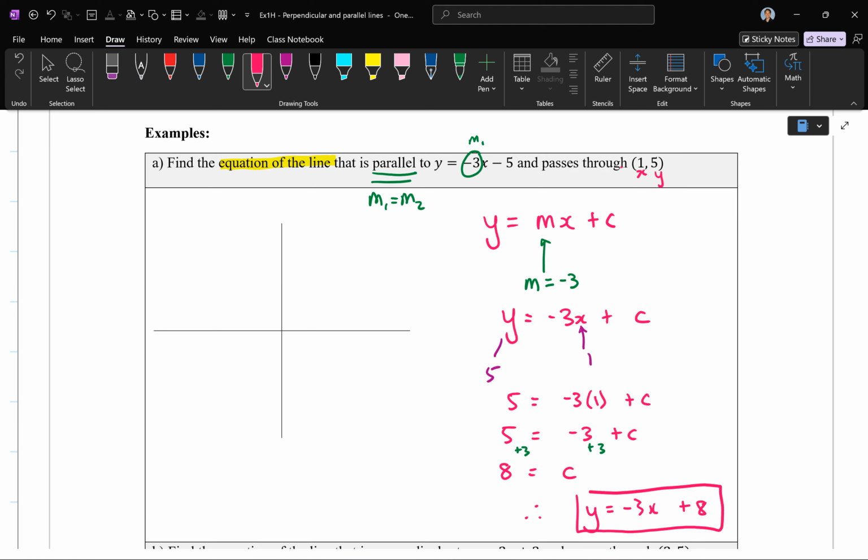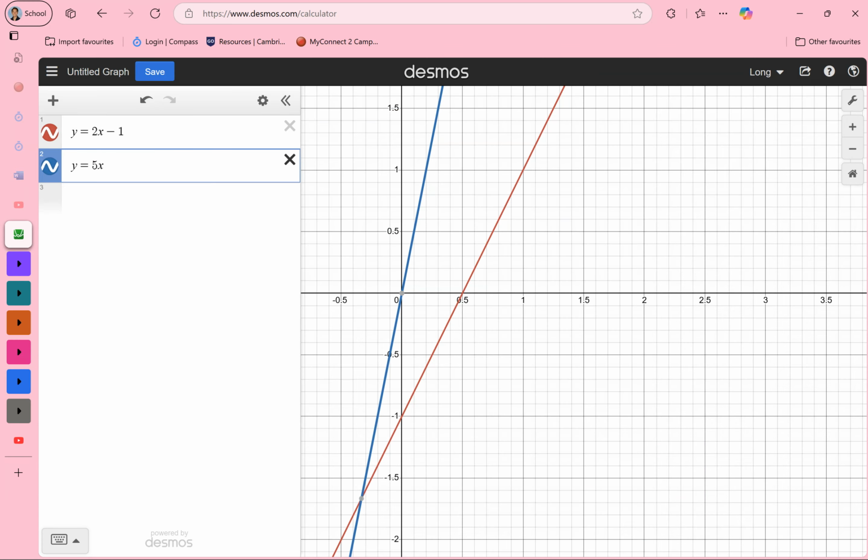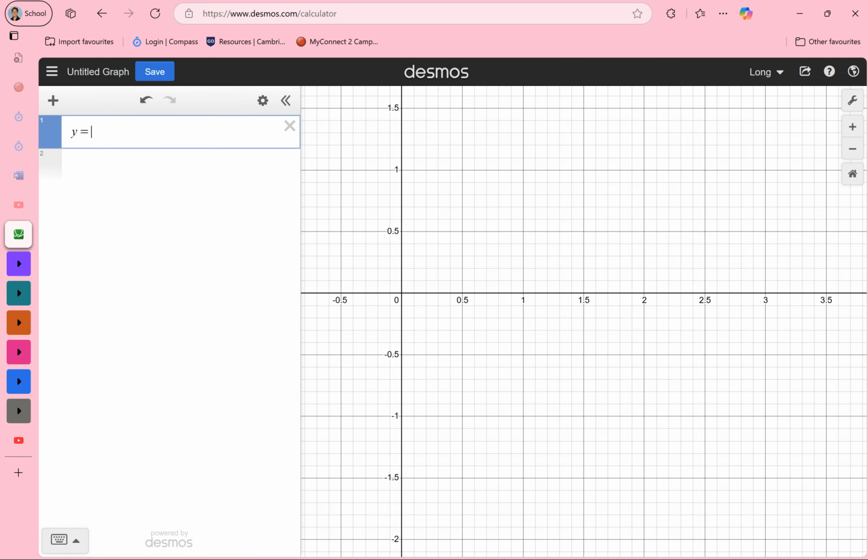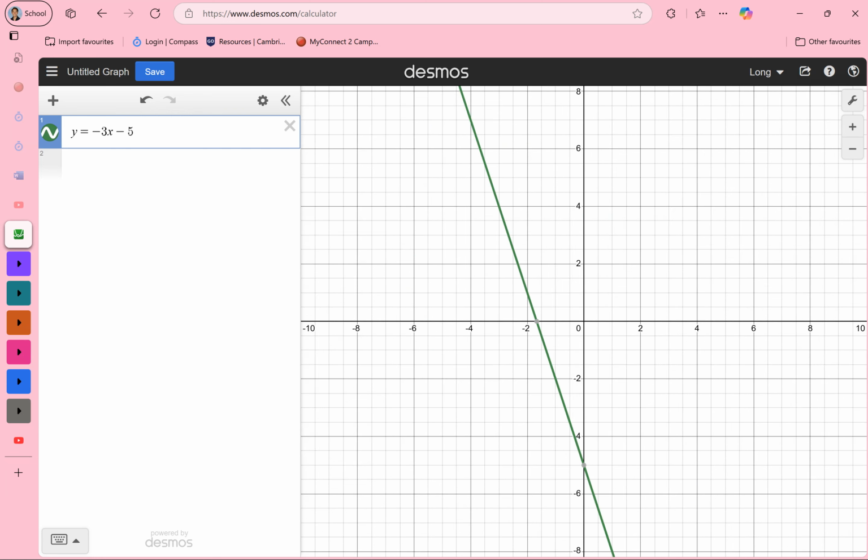This must be the line. Let's test it. I'm now going to type it in Desmos. So the first line was negative 3x minus 5. So here we go. Let's go to Desmos. I'm going to change this. y equals negative 3x minus 5. And let's zoom out. There we go. So that's the line that I have.